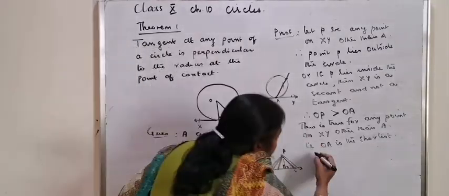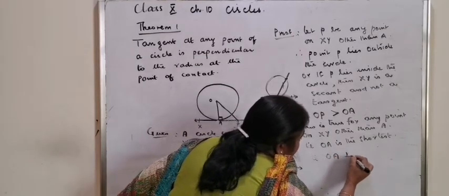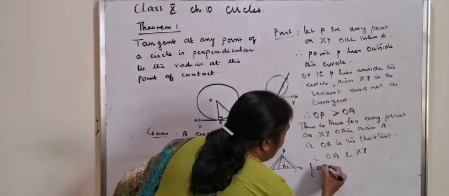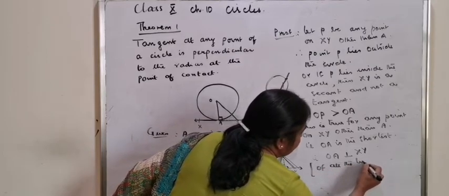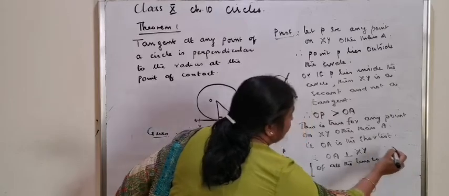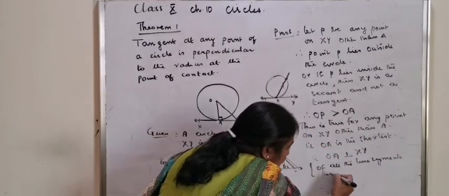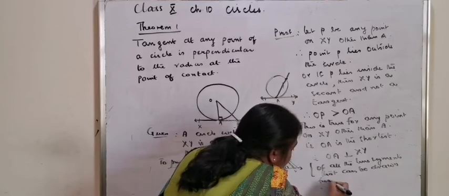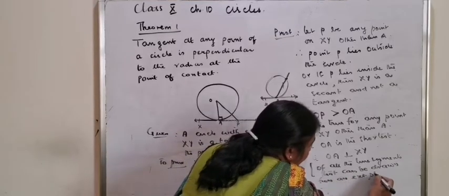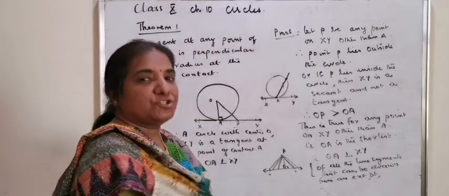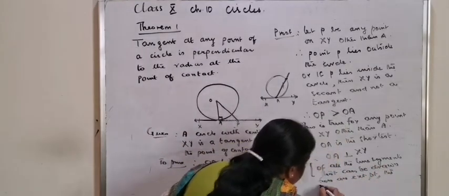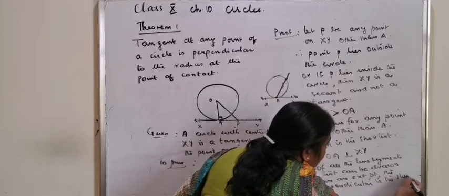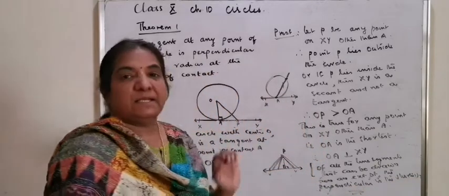That is, which shows that OA is perpendicular to XY, and the reason you will give is: of all the line segments that can be drawn from an external point, the perpendicular is the shortest. Hence, the proof is done.